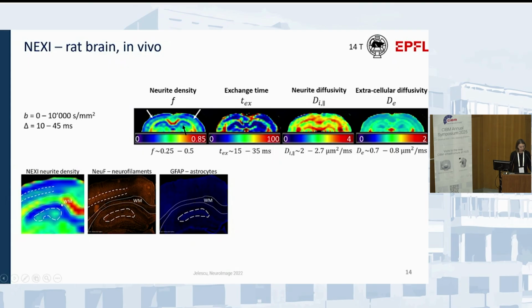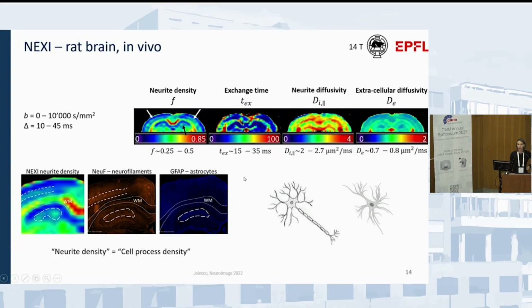But in the hippocampus, if you look at the different subfields, the contrast actually matched better with the staining for astrocytes. So what we learned from this is that when we say neurite density, what we really mean is cell process density, because these astrocytes have extensions that kind of agree anatomically with the neurites from the neuronal cells, and because water is everywhere, we don't have cell type specificity, so we're basically sensitive to both. So this is also something we have to account for in the interpretation.